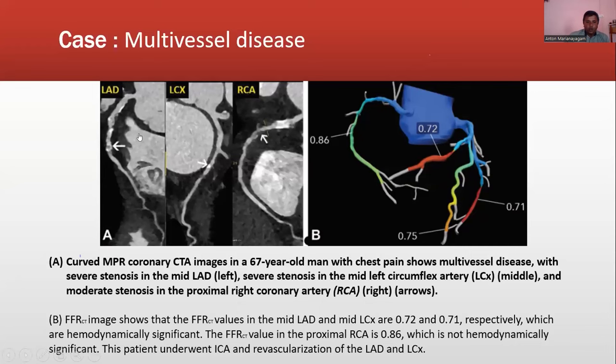Now you see, in the LAD, left anterior descending branch, you have a stenosis here, and then in the LCX you have a stenosis, then in the RCA you have a stenosis. And now if you see the FFRCT, the flow in the right coronary artery is not much affected, so the lesion-specific ischemia is not significant. The LCX and LAD, you see the red color, and the FFRCT is 0.72 and 0.71, which is significant. So the patient underwent invasive coronary angiogram for revascularization of these two vessels, and the other stenosis was left behind.